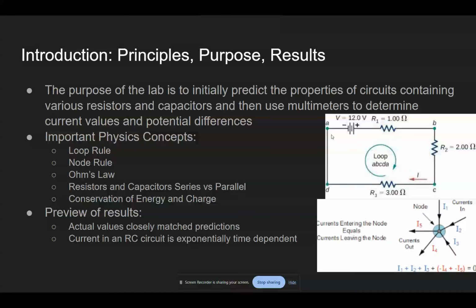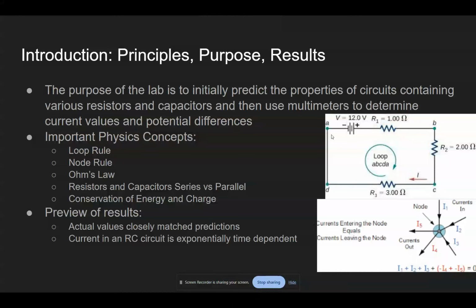The purpose of this lab is to initially predict the properties of circuits containing various resistors and capacitors, and then use multimeters to determine important current values and potential differences. Important physics concepts are the loop rule, the node rule, Ohm's law, resistors and capacitors in series versus parallel, and conservation of energy and charge. A preview of the results is that actual values closely matched predictions.